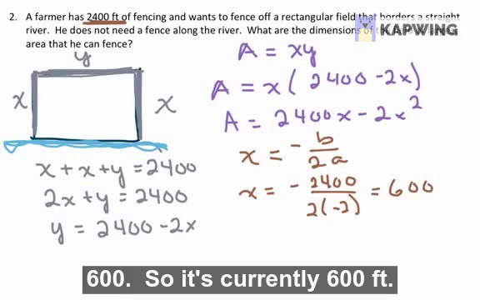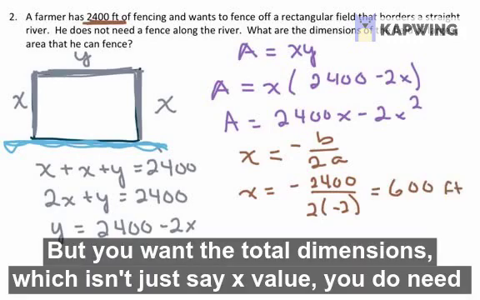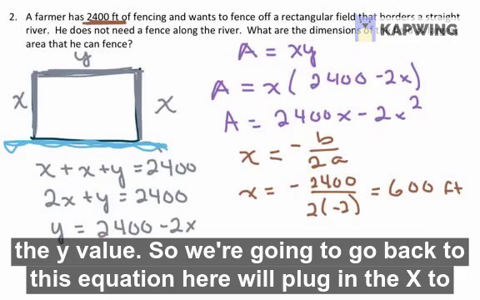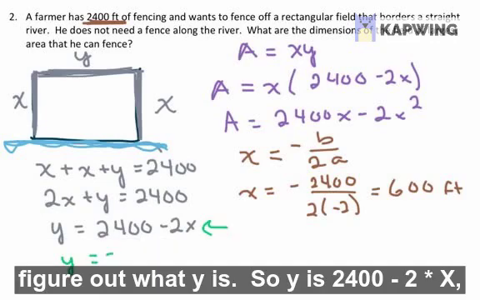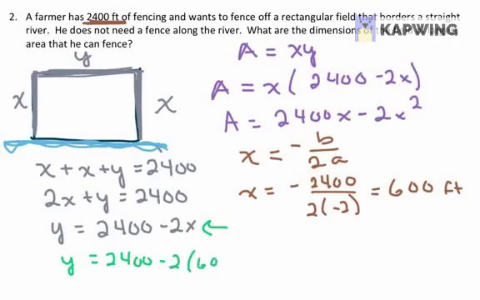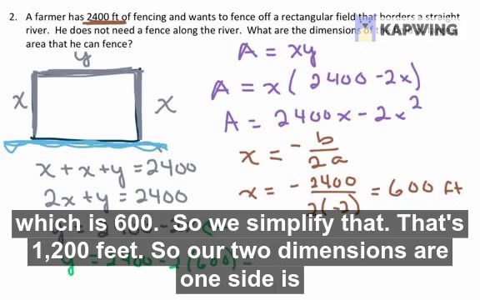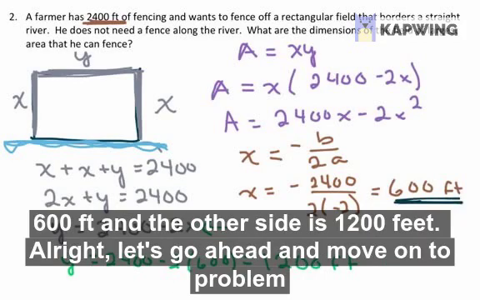So it's currently 600 feet. But you want the total dimensions, which isn't just the x value, you do need the y value. So we're going to go back to this equation here. We'll plug in the x to figure out what y is. So y is 2,400 minus 2 times x, which is 600. So if we simplify that, that's 1,200 feet. So our two dimensions are one side is 600 feet and the other side is 1,200 feet. All right, let's go ahead and move on to problem number 3.